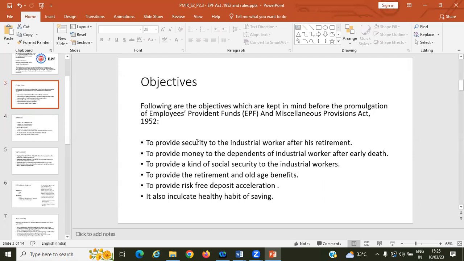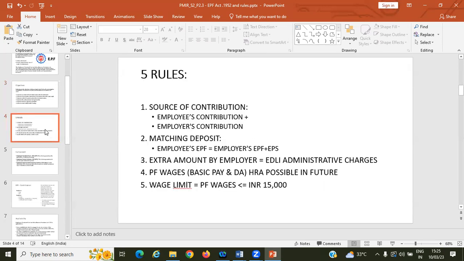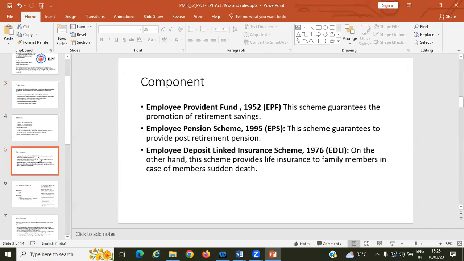This is one descriptive question. Objectives: what are the objectives of this act? How are they benefiting? What are the rules? Components, all the three components. What is included in the PF Act?